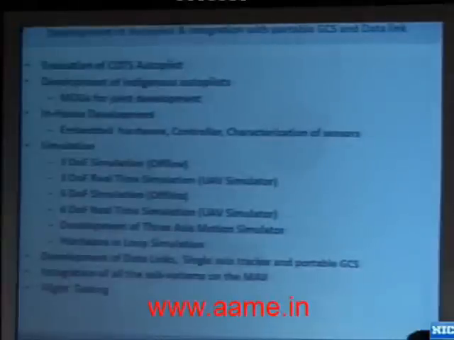Now the simulation, of course, that's my area. We did the 3-DOF simulation offline in MATLAB, the longitudinal axis, then tried the same thing in the real-time simulator available for the UAV at ADE. Then we went on to the lateral side, did the 6-DOF simulation, and put it on the real-time simulation.